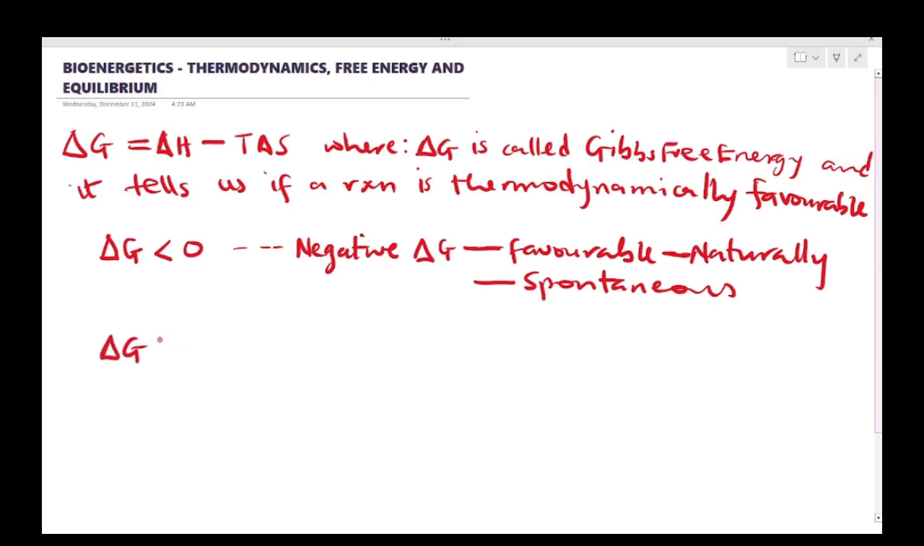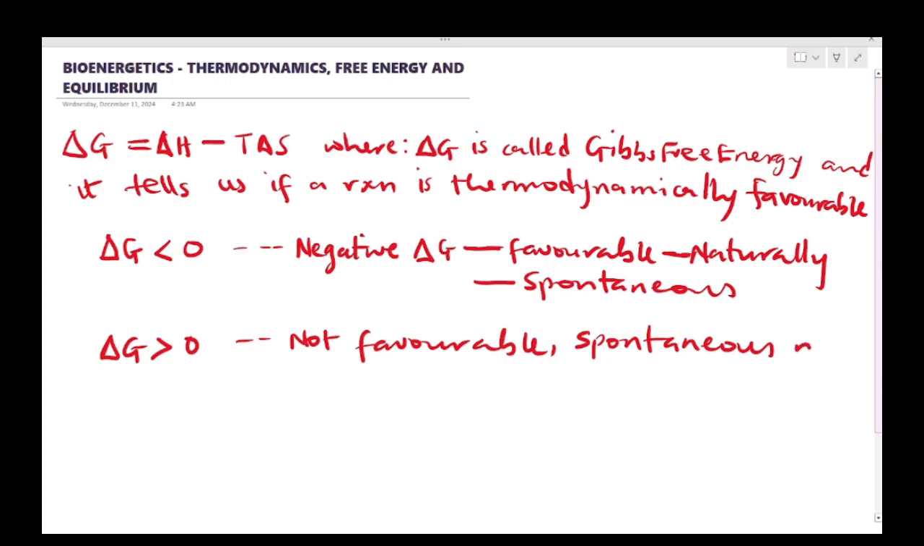However, when the delta G is greater than 0, what this implies is that it is not favorable. It is positive, it is not favorable, and it is spontaneous in the reverse.